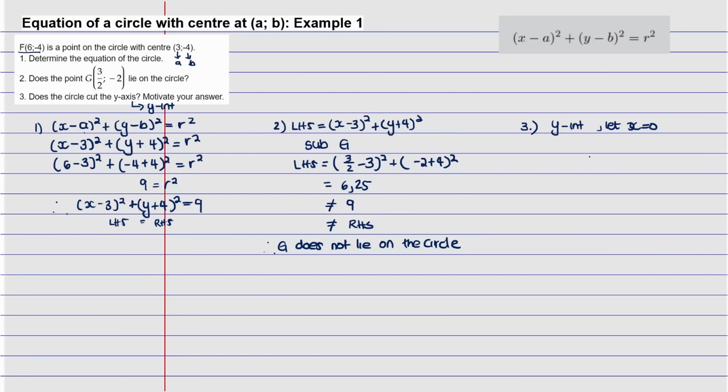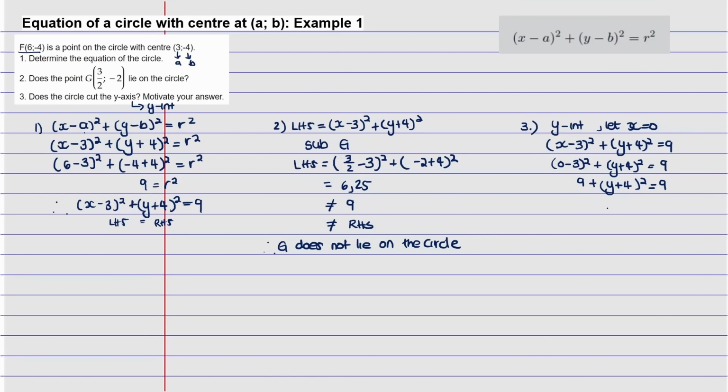So remember we have this equation: (x minus 3) all squared plus (y plus 4) all squared is equal to 9. So it's going to be (0 minus 3) all squared plus (y plus 4) all squared is equal to 9. 0 minus 3 all squared is going to give us 9. So that's going to be 9 plus (y plus 4) all squared is equal to 9.